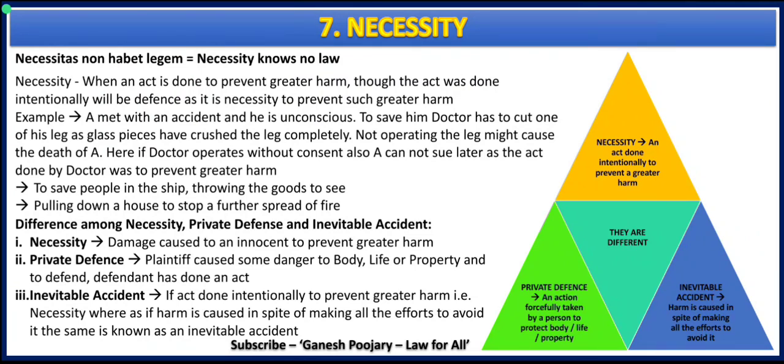In inevitable accident, something happens in spite of you taking so much care, or you have made every effort to avoid something happening, but even then something happens, that is inevitable accident. In necessity, purposefully you are doing something to prevent greater harm, whereas in inevitable accident you have done your best to avoid something happening, but even then it has happened.